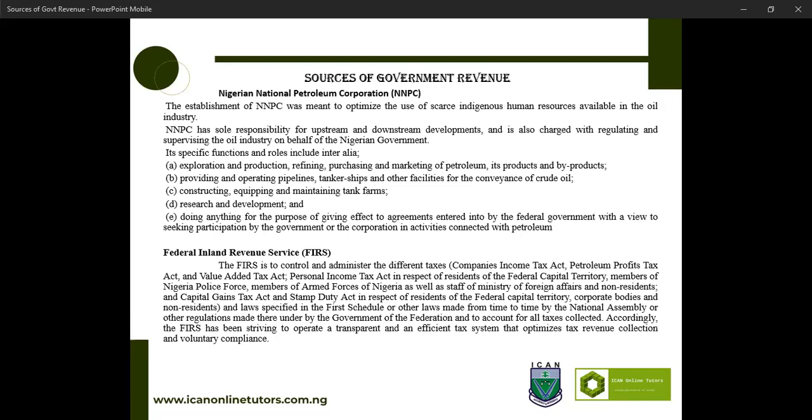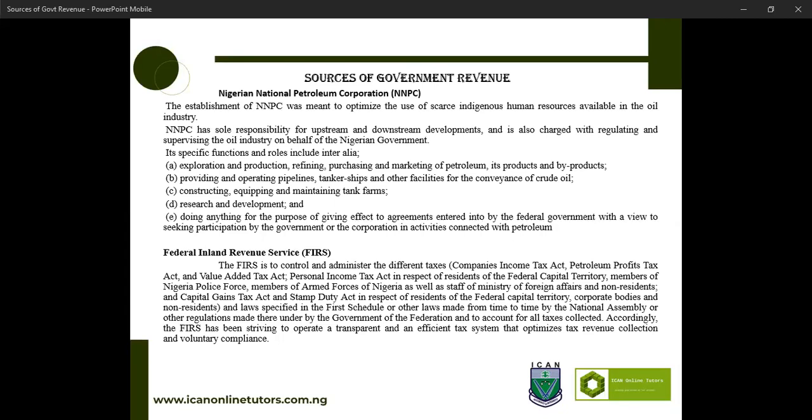We have the corporate bodies and non-residents, and laws specified in the first schedule or other laws made from time to time by the National Assembly or other regulations made thereunder by the government of the Federation, and also to account for all taxes collected. In summary, the FIRS oversees the taxation collection. So they are the ones that coordinate all the tax acts and ensure strict compliance by all users. So the acts that were created for the tax collections include the following.